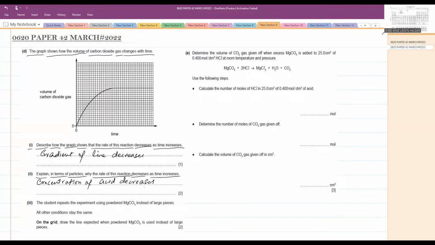Note here that you cannot write magnesium carbonate because it is in excess, and hydrochloric acid is obviously in limited quantity or concentration. And the last statement will be: lower rate of collisions of particles.